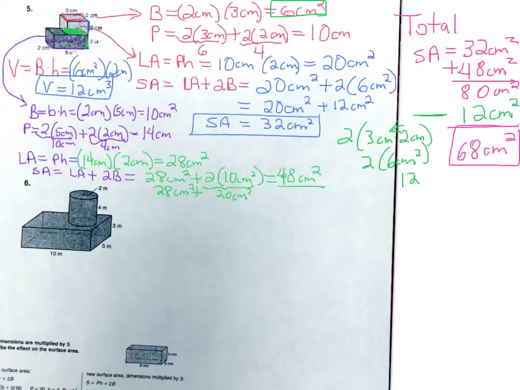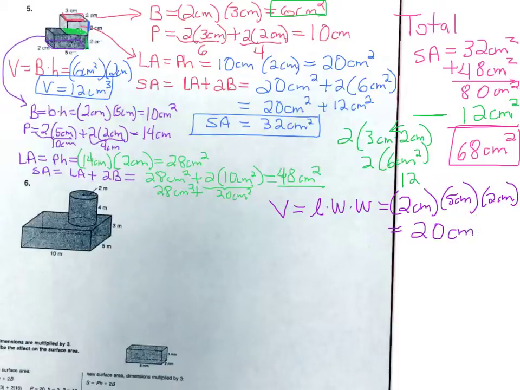For the volume of the bottom figure of the prism, let me go ahead and get that. Okay, so volume. The volume of the bottom prism, it's just length times width times the height. The length is 2 centimeters times the width, which is 5 centimeters, times the height, which is 2 centimeters. So it's 2 times 5 times 2. 2 times 5 is 10, times 2 is 20. So it's 20 cubic centimeters.